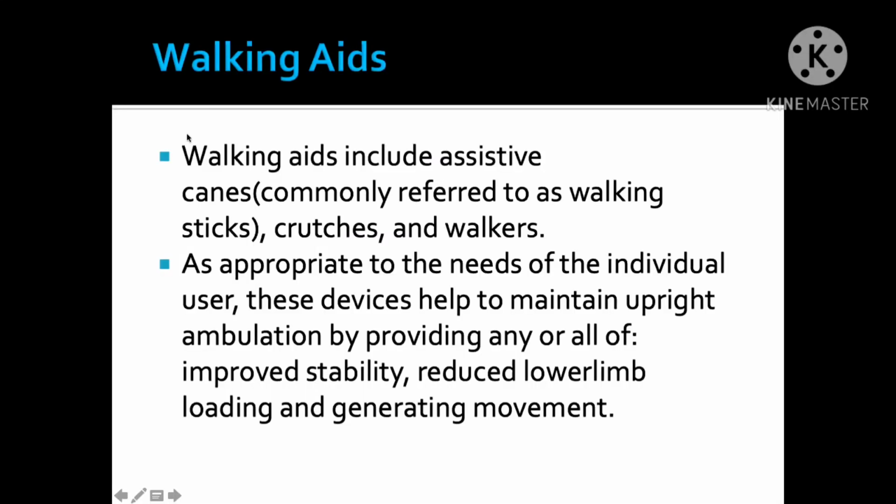So walking aids. All right, what are walking aids? Walking aids include assistive canes, commonly referred to as walking sticks, crutches, and walkers. As appropriate to the needs of the individual user, these devices help to maintain upright ambulation by providing any or all of the above: improved stability, reduced lower limb loading, and generating movement.